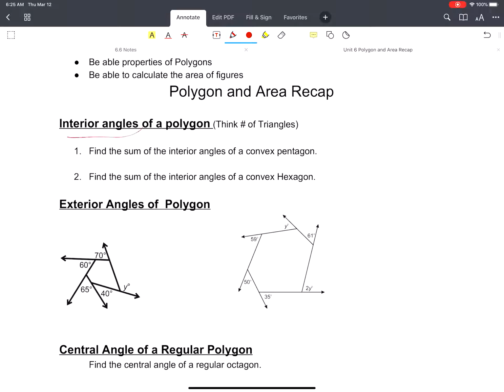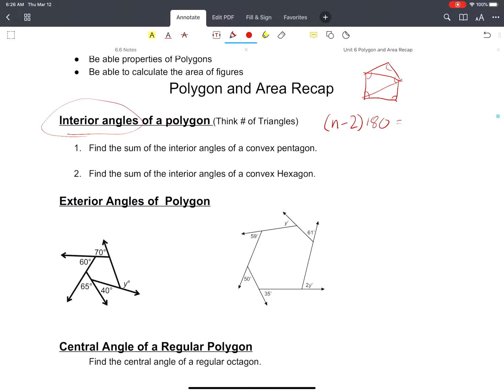First of all, if we want to find the interior angles of a polygon, let's just use a pentagon for an example. The interior would be the number of degrees on the inside of a polygon. If I added those all up, that would be the sum of the interior angles of that polygon. The way that we find that is n minus 2 times 180. We originally discovered that by drawing a bunch of triangles into that polygon, and if each triangle has 180 degrees in it, that's where we came up with this formula here.